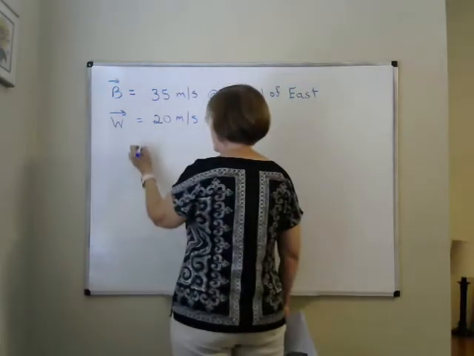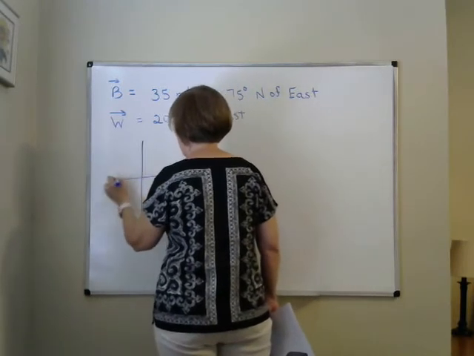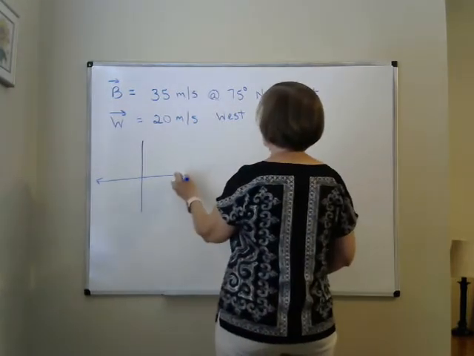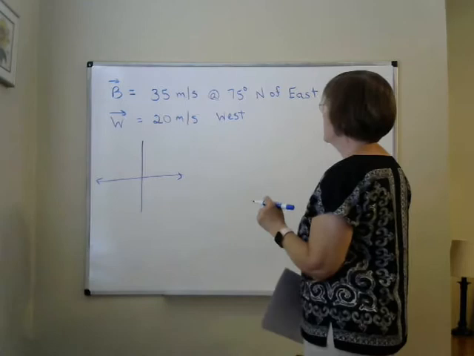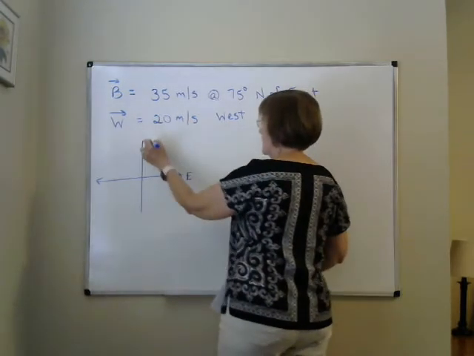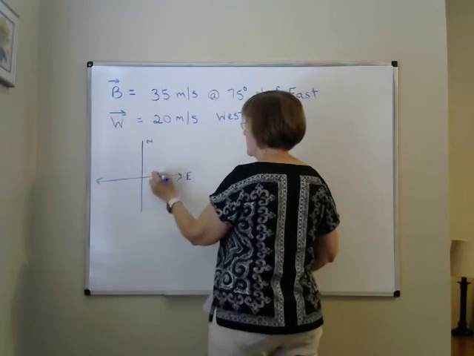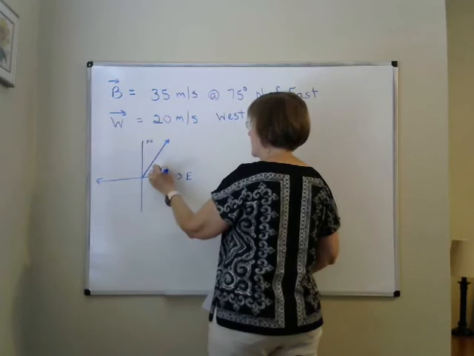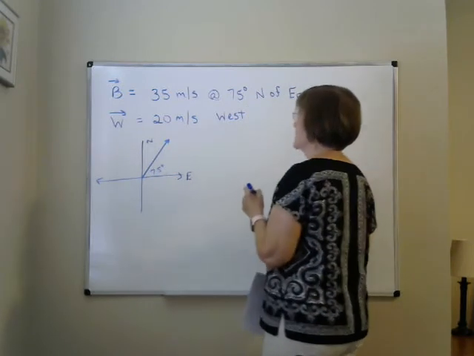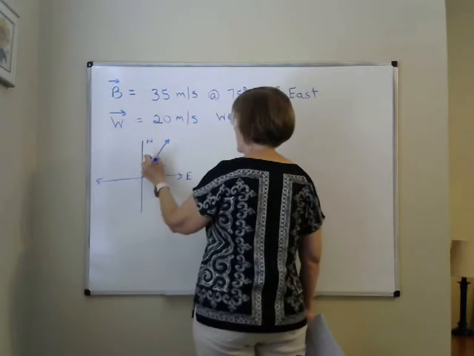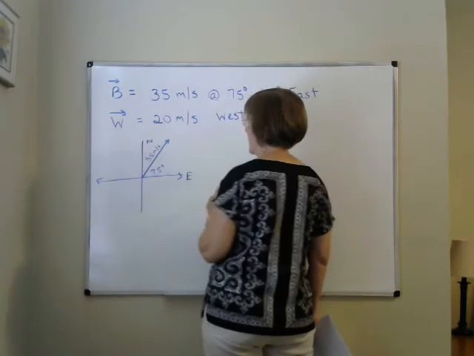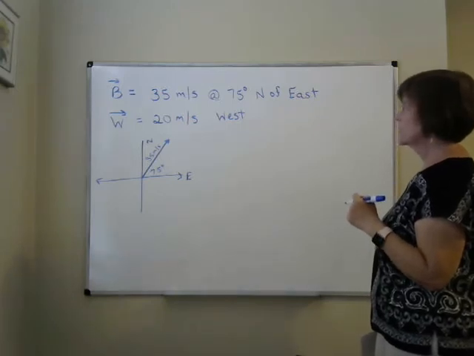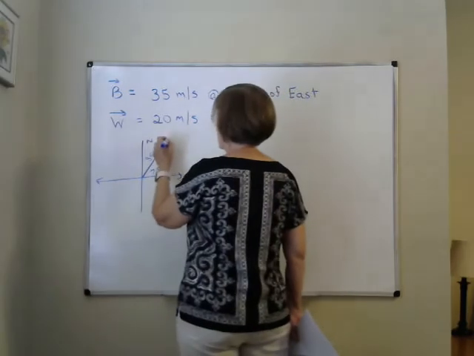So here's my coordinate plane. And the bird is going 75 degrees north of east. Well, this is east, this is north, 75 degrees north of east. That just means it's flying at 75 degrees. So there's 75 degrees. And we know the bird is going 35 meters per second. Okay. What's the wind doing? The wind is blowing, it's not as big, it's only 20. This is blowing straight west.